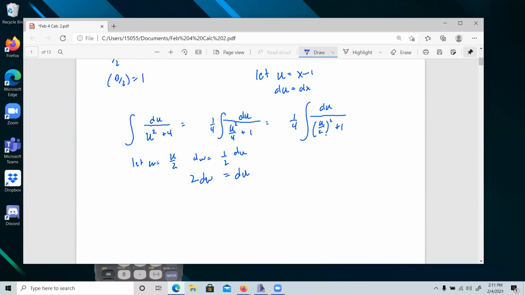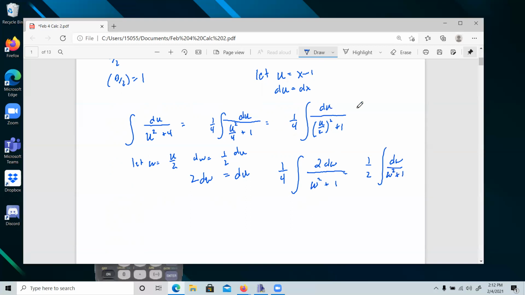So here's my substitution. We have a 1/4, we have a 2 dw up here because du is directly equal to that. So I'm just substituting. I'm not trying to match or multiply it. And then here we have our w squared plus 1. Pull this out. And if I didn't know better, I'd say that looked like an inverse tangent.